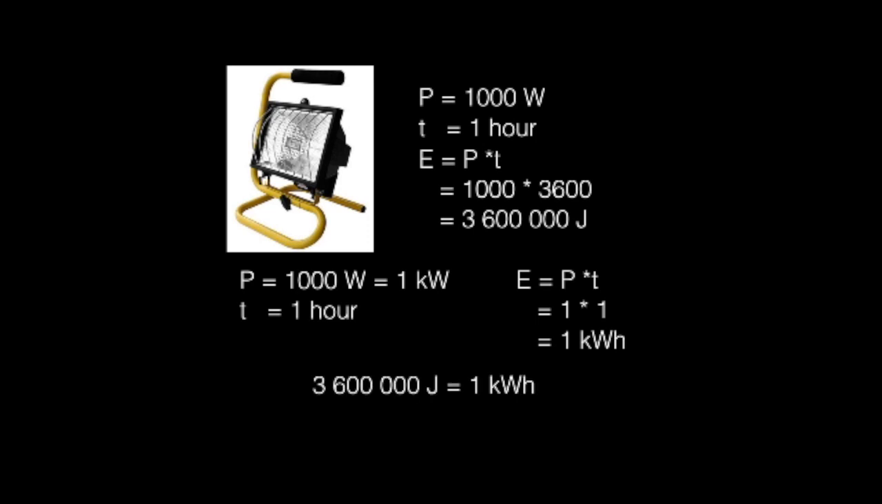In conclusion, we've seen that we can calculate the energy in kilowatt hours, but also in joules, and 1 kilowatt hour is the same as 3.6 million joules. So electrical companies tend to use the kilowatt hour for our energy consumption, since we use a lot of it.